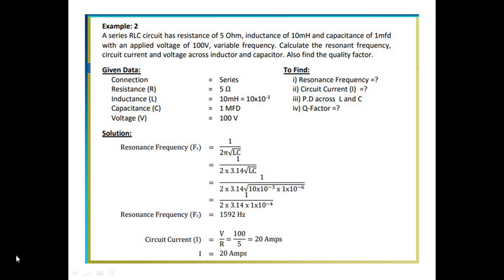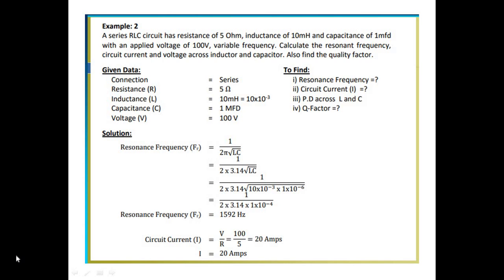Good morning. Now we discuss the series resonance circuit. A series RLC circuit has a resistance of 5 ohm, inductance of 10 millihenry, and a capacitance of 1 microfarad with an applied voltage of 100 volt, at variable frequency. Calculate the resonance frequency, circuit current, and voltage across the inductor and capacitor. Also, find the quality factor.